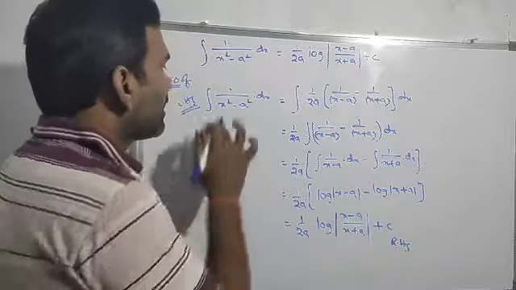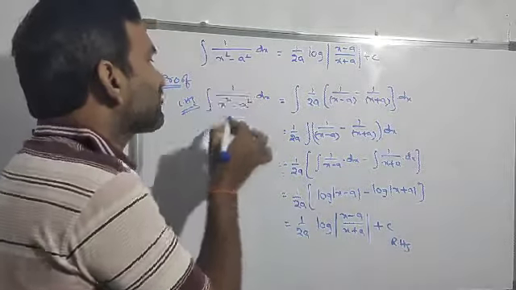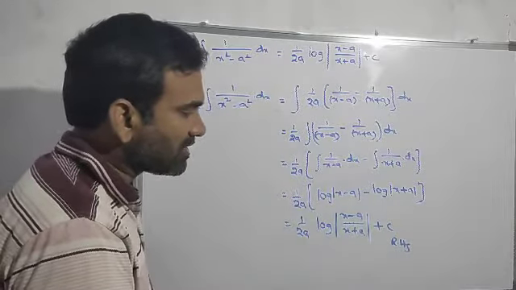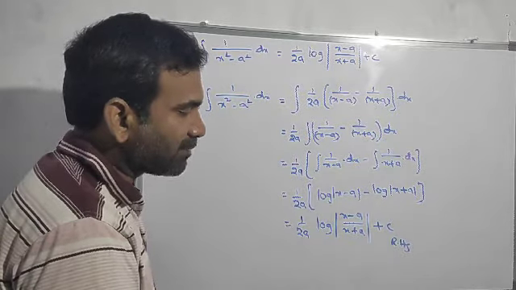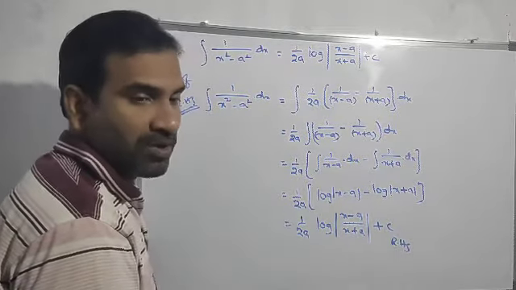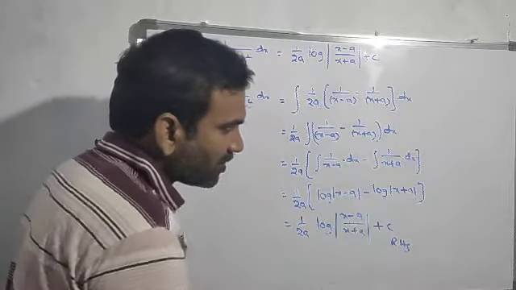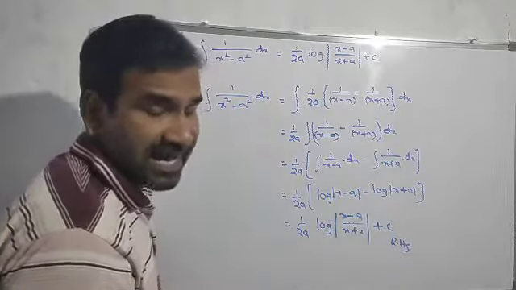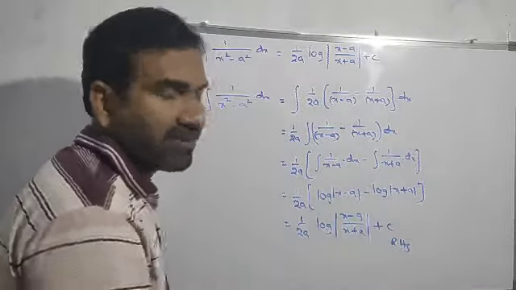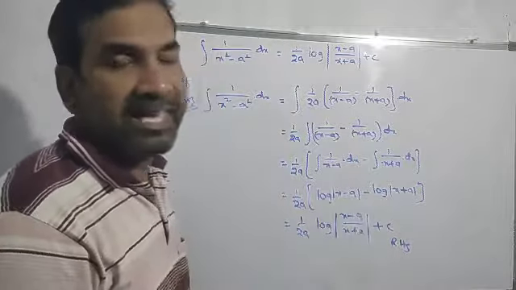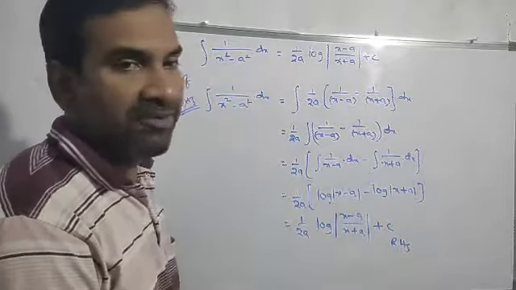So integration of 1 by x square minus a square into dx. What is our formula? 1 by 2a into log of x minus a by x plus a plus c. In the numerator you can take a minus x also, no problem, because here we have the modulus. Understand? So this is our proof.